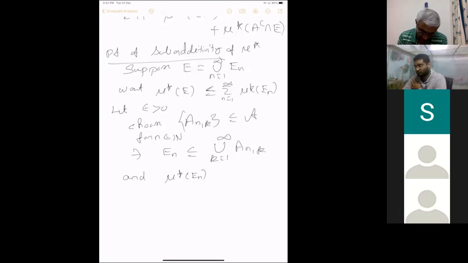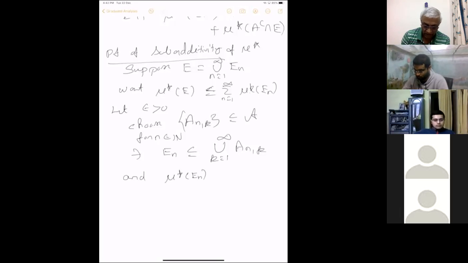Okay, mu star En is the infimum. So mu star En plus epsilon by 2 power n. No, mu star En is what I want to approximate. Let me write it clearly. So what do we want to do? I want to say that this mu star En is the infimum of all this kind of union. So if I increase it by epsilon, there will exist something which will be less than that. Okay, that's what I have to do.